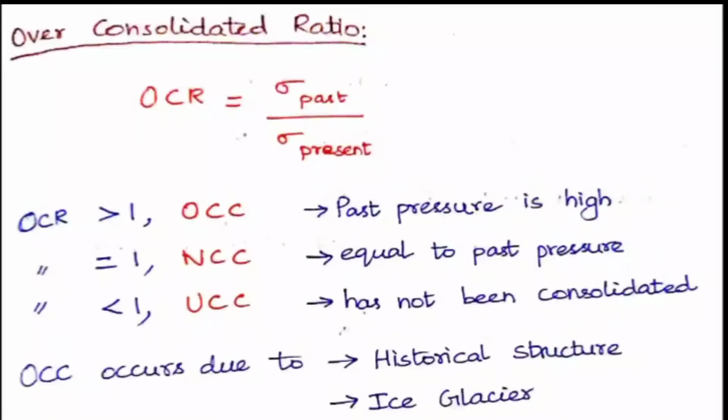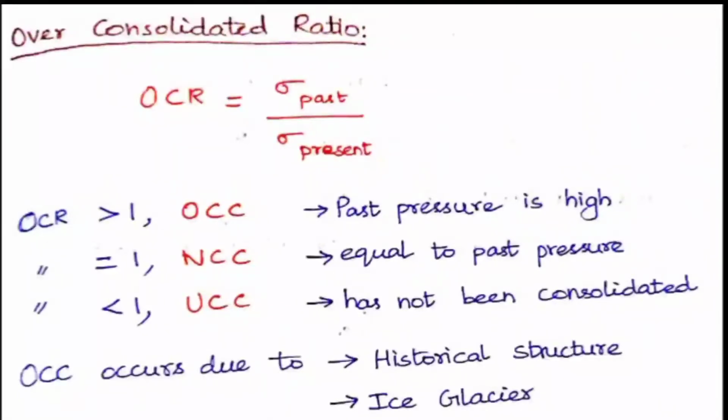The next is the overconsolidation ratio. OCR is equal to sigma past by sigma present. So it is the stress in the past and the stress at present of the soil. If it is greater than 1, that means in the past it had more stress, so it is clearly known that it is overconsolidated and the past pressure is high. If it is equal to 1, it is normally consolidated soil, and if it is less than 1, it is underconsolidated soil and has not been fully consolidated.